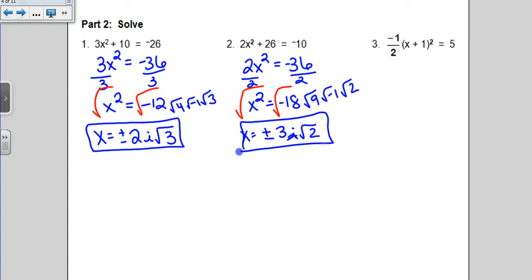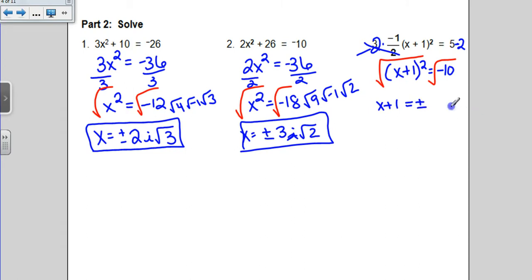Okay, on number 3, we're going to multiply both sides first by a negative 2 to cancel out the negative 1/2. Oops, that's a negative 2. So we have quantity x plus 1 squared equals negative 10. Now we need to free up the binomial by square rooting it to get rid of the squared. And on the left hand side we just have an x plus 1. Oops, I don't need parentheses anymore, do I? x plus 1. But on the right hand side we have a plus and minus.